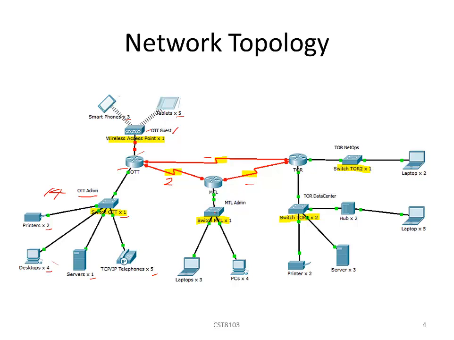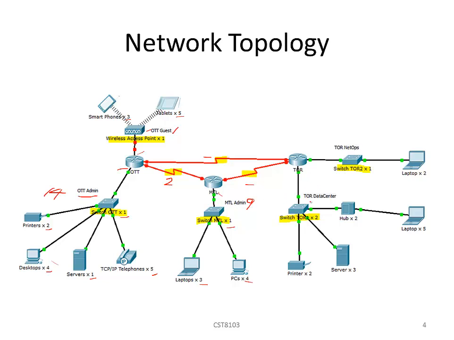Now let's count the number of IP addresses required for the Montreal admin. So we have 4 PCs plus 3 laptops is 7, plus the switch 8, 9. 9 is the router interface, so we have 9. The requirement is 9 IP addresses in Montreal.